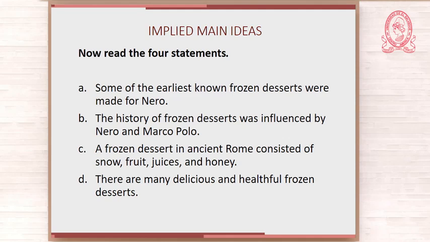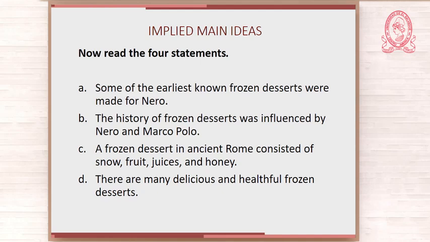Now read the four statements. Letter A. Some of the earliest non-frozen desserts were made for Nero. Letter B. The history of frozen desserts was influenced by Nero and Marco Polo. Letter C. A frozen dessert in ancient Rome consisted of snow, fruit juices, and honey. Letter D. There are many delicious and helpful frozen desserts. Once again, pause the video, analyze the choices, and decide which statement best expresses the unstated main idea.